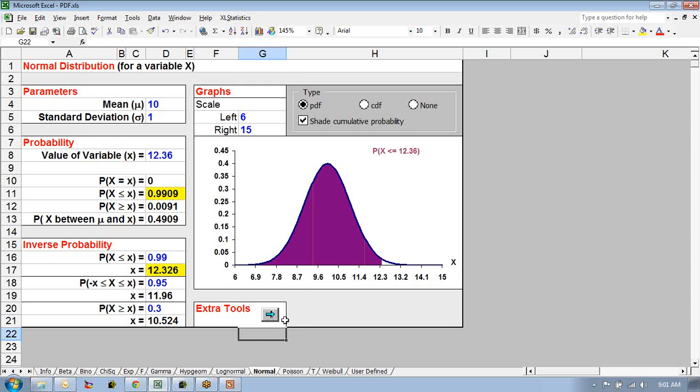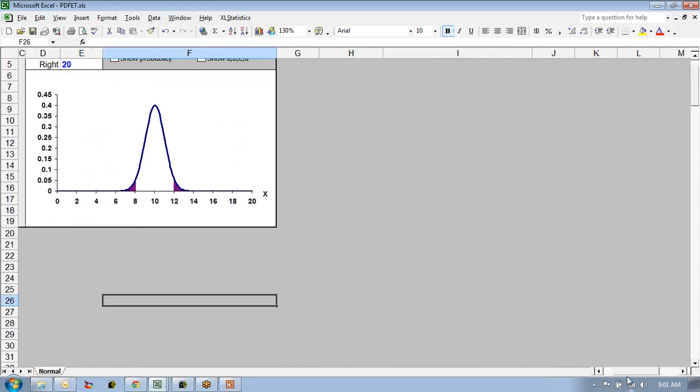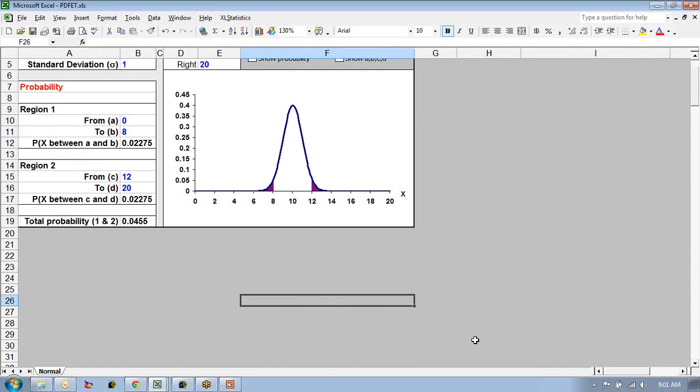Just to give you an idea, on the bottom where it has extra tools, all of these have these extra tools where you can go between one value and another value. And that's all that this does on this page. It goes between one value and another.